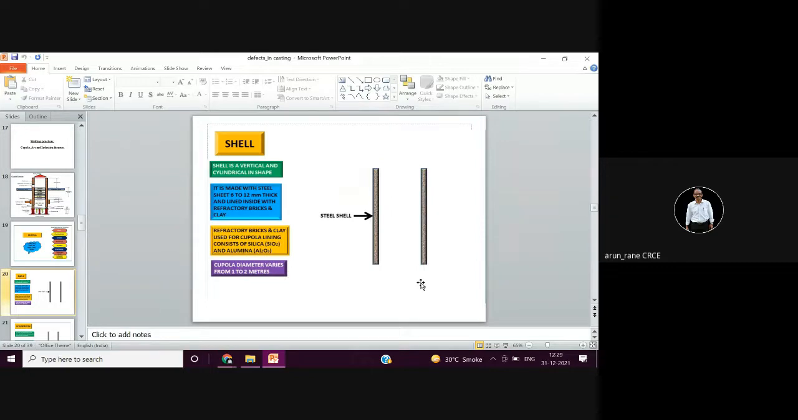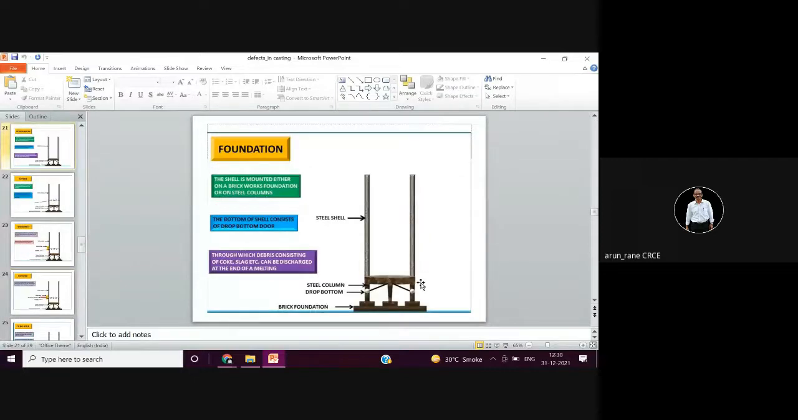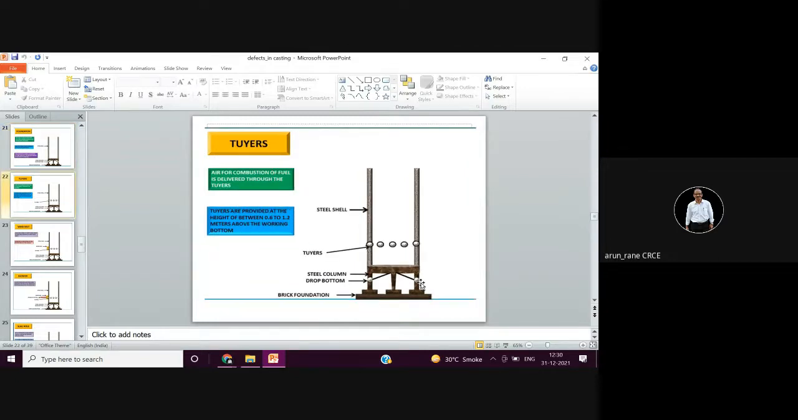The cylindrical portion of the cupola is called the shell. This is the construction of the cupola being shown. There is something called the tuyeres. Tuyeres are used for passing the air into the furnace.